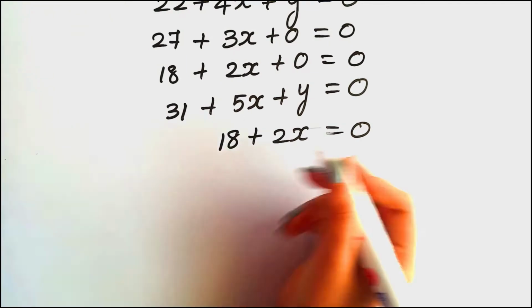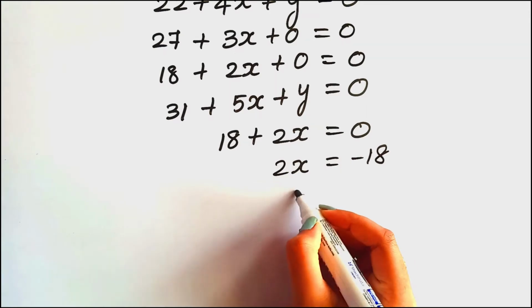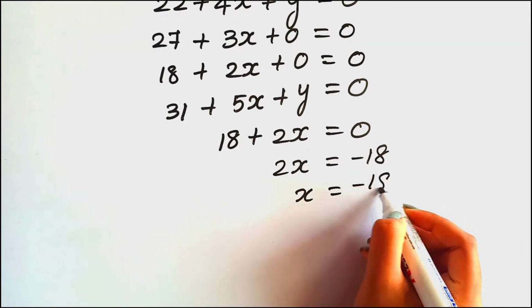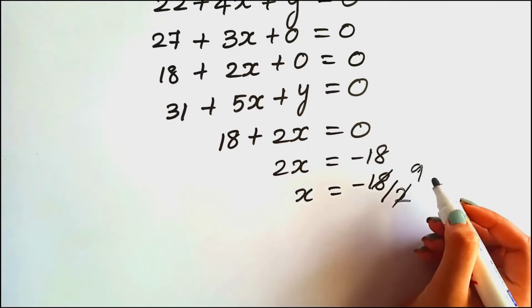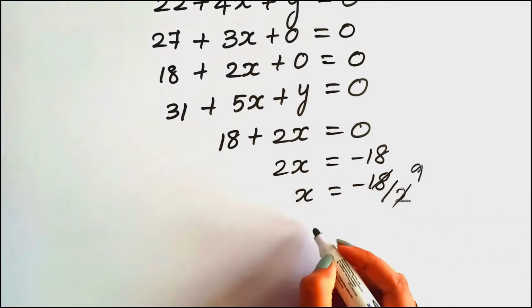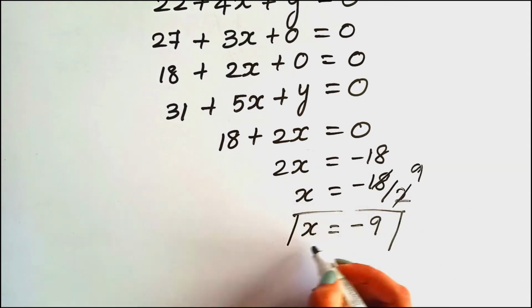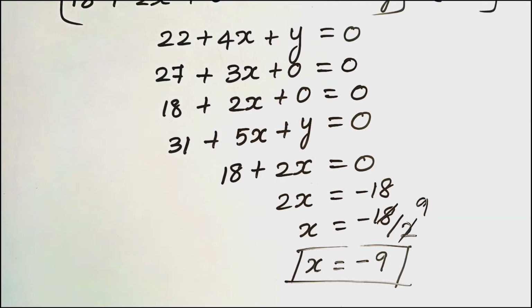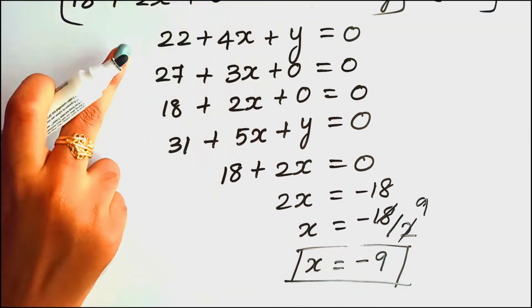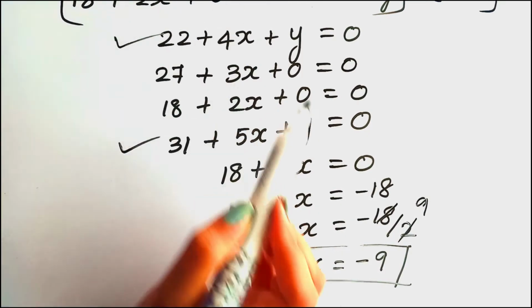So I'm taking this 18 to the right hand side, you'll get minus 18, and then x is equal to minus 18 divided by 2. So if we cancel this, we'll get an answer 9. So therefore you can say that x is equal to minus 9. Right. So therefore we have found the value of x. Now let's see how to find the value of y. So here we have already found the value of x. So in these four equations, just find where is y. So here there is a y and here there is a y, right?